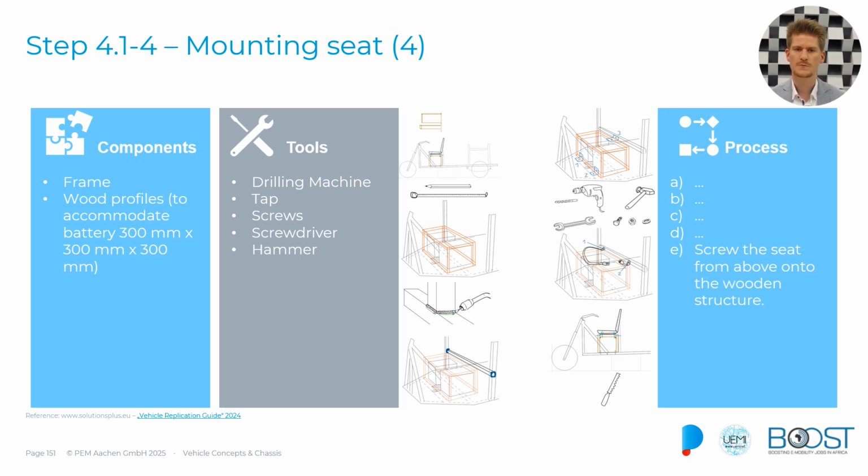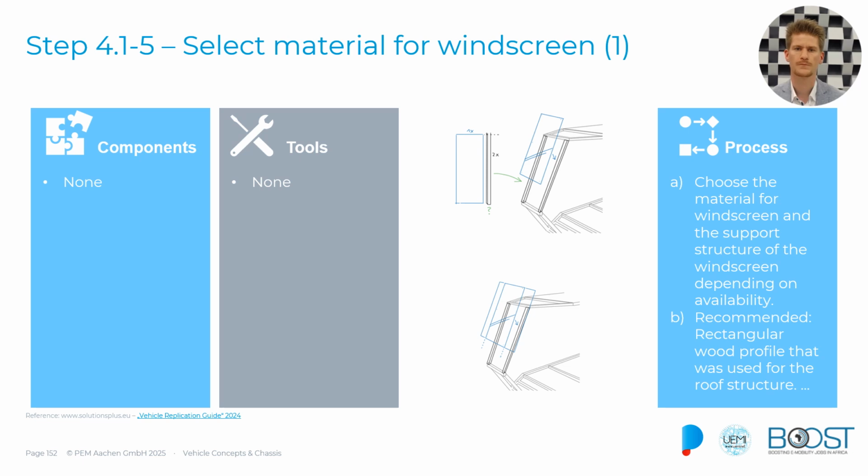Now let's move on and have a look at the protection of the driver. We'd like to build up a windscreen, and the material we will use to create the frame of the windscreen is actually wood. Now, why to do so? Well, wood is very easy to form. It's also rather light, and we can very easily glue or bolt something to it.